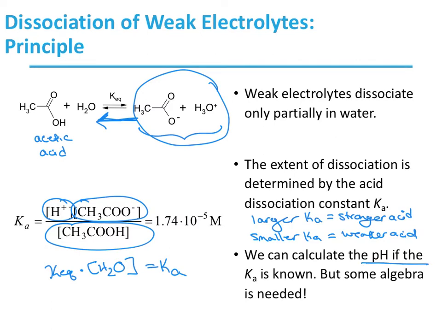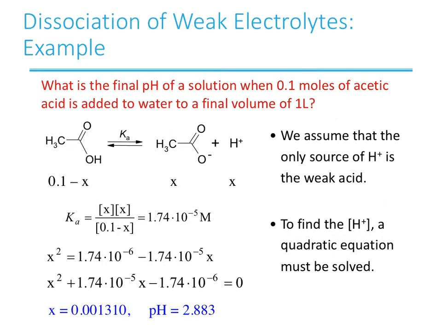Now, if we know the Ka, we can actually calculate the pH of a solution, but we do have to do some algebra. So suppose you are asked, what is the final pH of a solution when 0.1 moles of acetic acid is added to water to a final volume of 1 liter? So you want to use your Ka expression, but since we don't know how much of the conjugate base and the hydronium ion we have, we're just going to use the variable x for that.